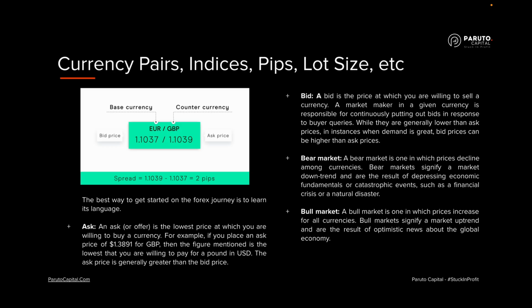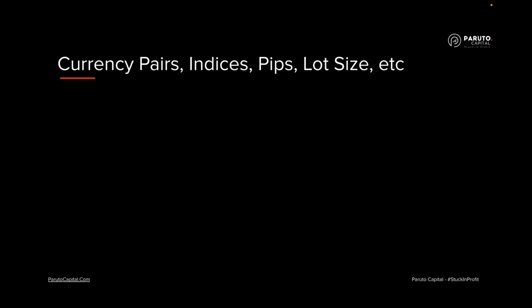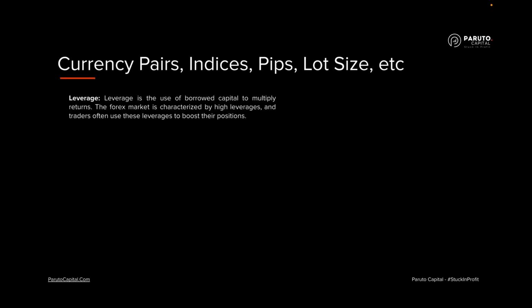Okay, now we have also what's called the bull market. So the bull market is one in which prices increase, for all currencies, for example, or for stocks. When things are going up, we say that's a bull market, and then when it's going down, we say that's a bearish market. Okay, so bull markets signify a market uptrend and are the result of optimistic news about the global economy. Now, that said, let's look at leverage.